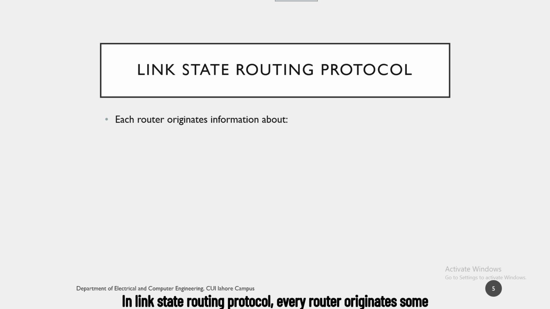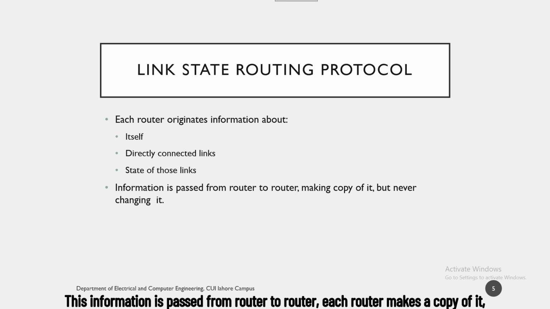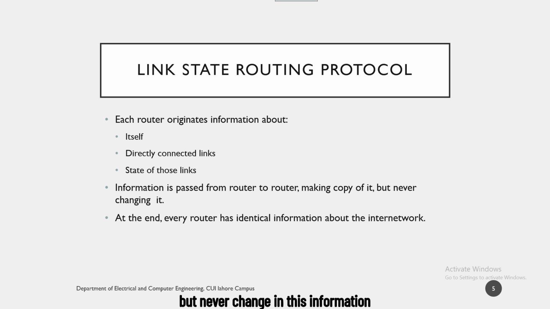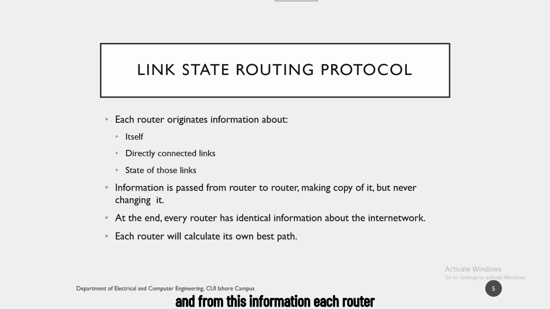In link state routing protocol, every router originates some information in order to compute its table, to discover the best path and to know about remote networks. This information is about itself, its directly connected links, and the state of those links. From this information, its name originates as link state. This information is passed from router to router. Each router makes a copy of it but never changes this information. As a result, at the end of this exchange, every router has identical information about the internetwork. And from this information, each router will calculate its own best path.